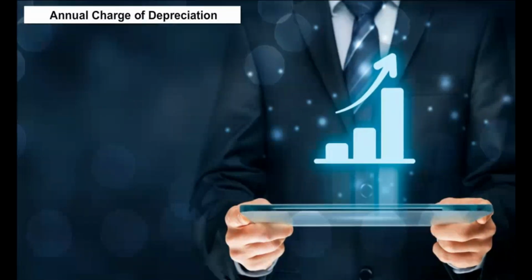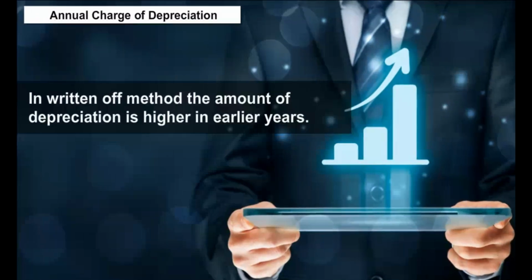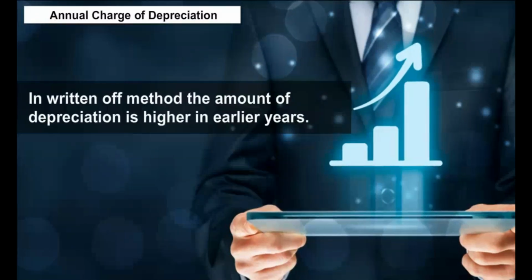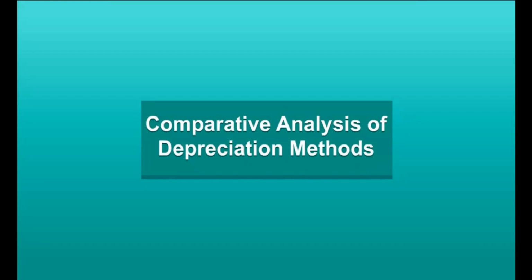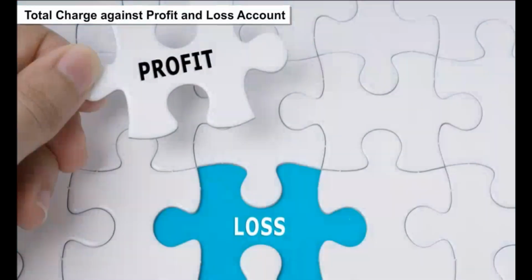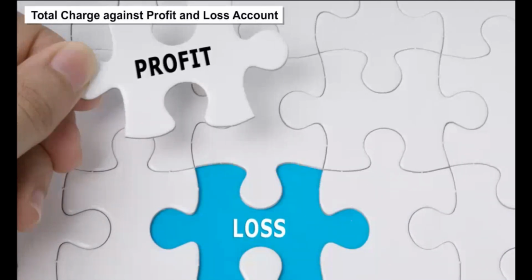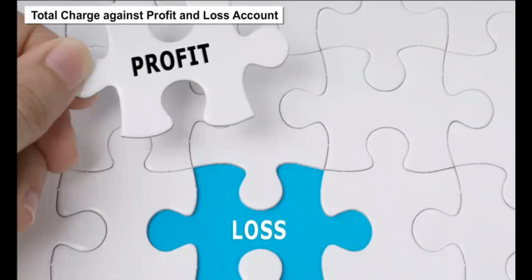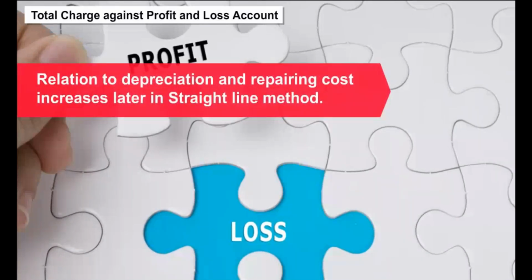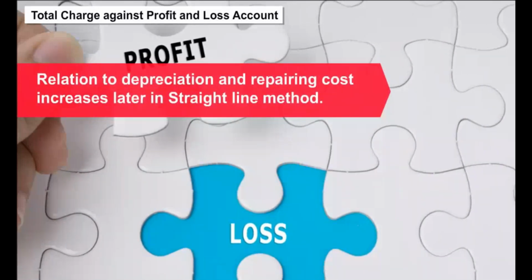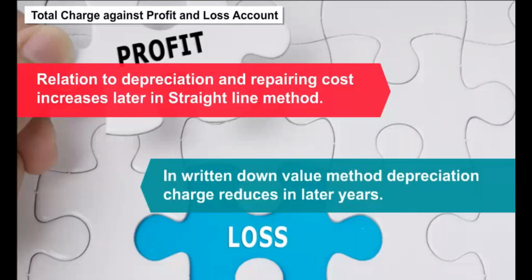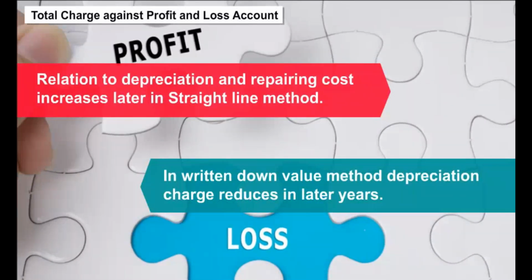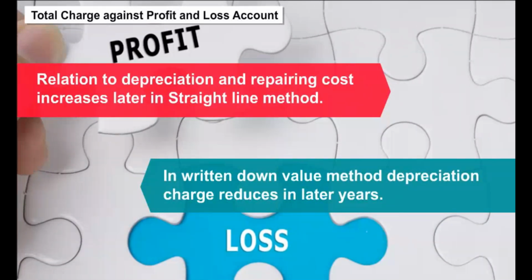Annual charge of depreciation. In written down value method, the amount of depreciation is higher in earlier years, whereas in straight line method, the amount of depreciation remains fixed. Comparative analysis of depreciation methods. Total charge against profit and loss account. The total charge against profit and loss account in relation to depreciation and repairing cost increases later in straight-line method, whereas in written-down value method, depreciation charge reduces in later years.